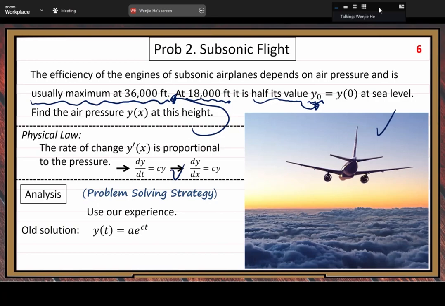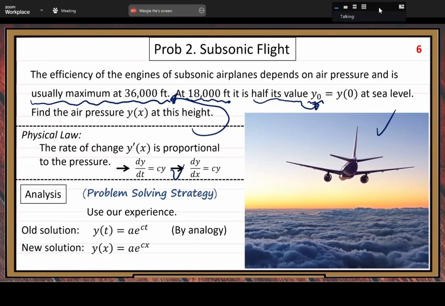So we need to determine these two constants here. But that's the t variable. So we need to switch to our newer version with the x variable. So our new solution should have this form, y of x. Based on our old experience, we can write the solution form in this way.